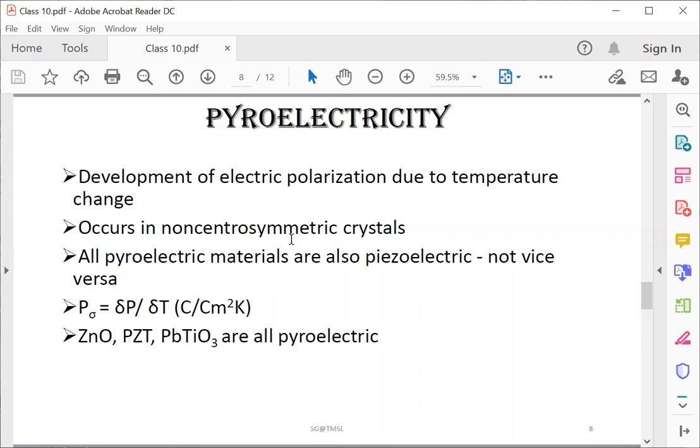atoms. The symmetry of individual crystals is determined by reference to three elements, like the plane of symmetry, which is called the mirror plane. That is the plane by which the crystal may be divided into two halves, which are mirror images of each other. That is the crystal symmetry. Now a structure with a center of symmetry is called centrosymmetric. When the structure has no center of symmetry, it is called non-centrosymmetric. So it occurs in the non-centrosymmetric crystals. That's all.